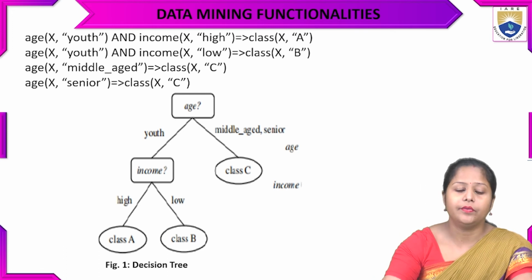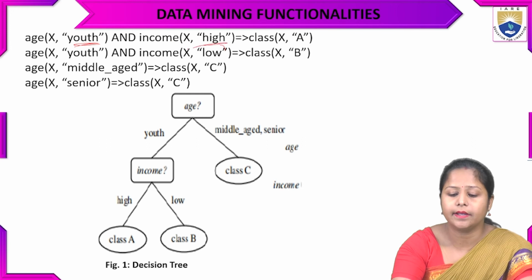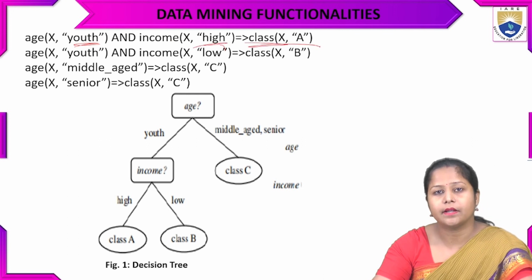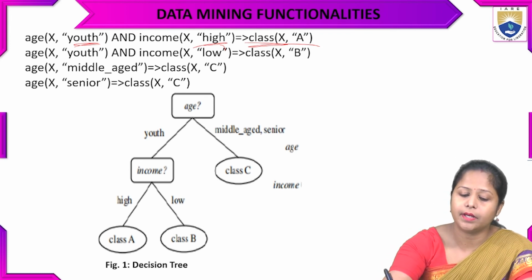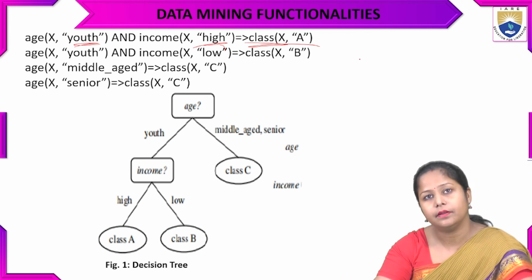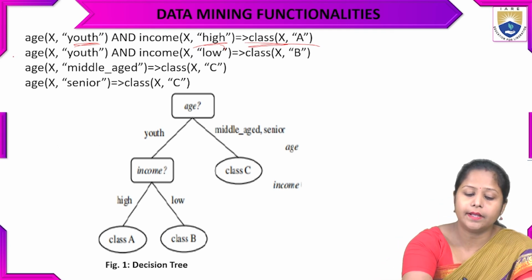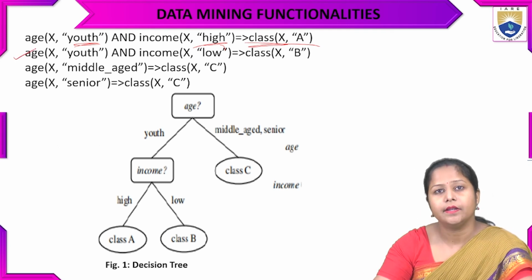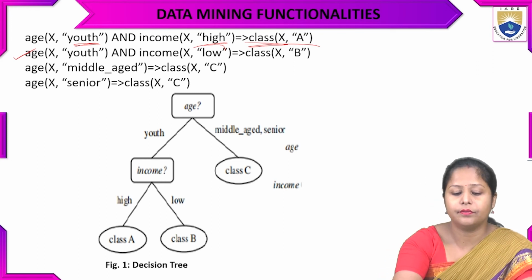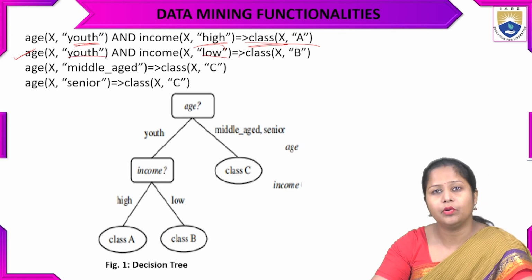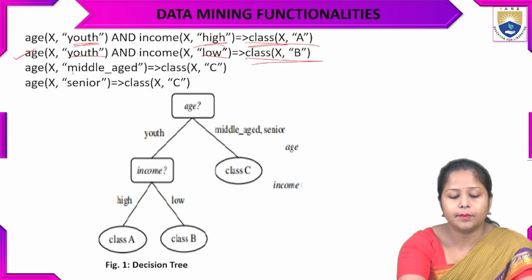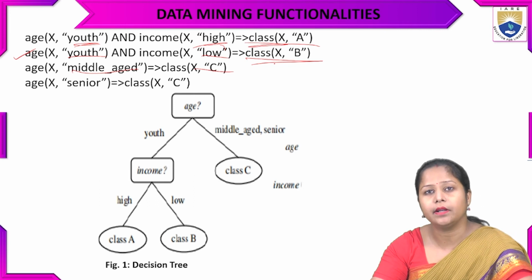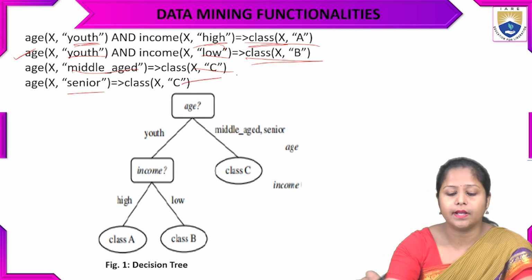For example, if age of X is youth and income of X is high, that comes under the class of X of A. Here X is nothing but a student. In another rule, if youth and low income combination is there, then it will come into class B. The middle aged come into class C. The senior will come into class C.